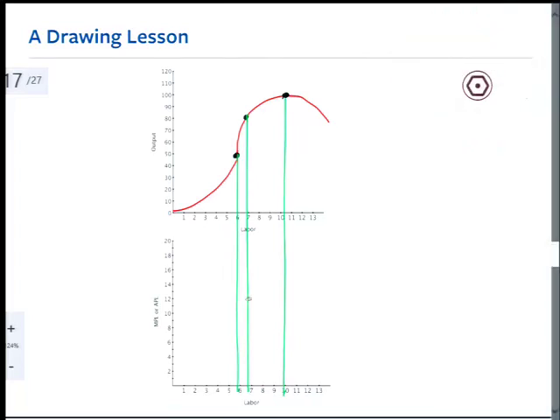The average product, so the middle line right here, is the one where the line from the origin is exactly tangent. This point here is where the line from the origin is tangent to the total product curve. So the middle one is where average product goes from being increasing to decreasing. So this is average product of labor.